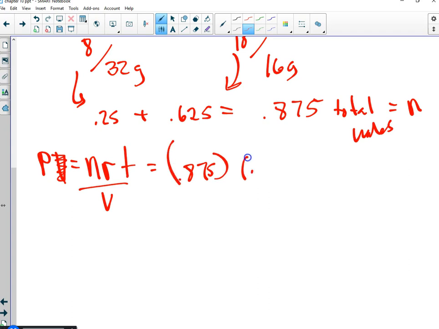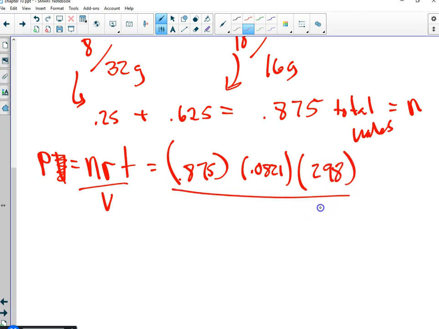R is 0.0821. T was, was it still 298? Yeah, I didn't change that. And then volume, I don't remember. Was it 4? Okay. You plug that in, and you end up with some number.